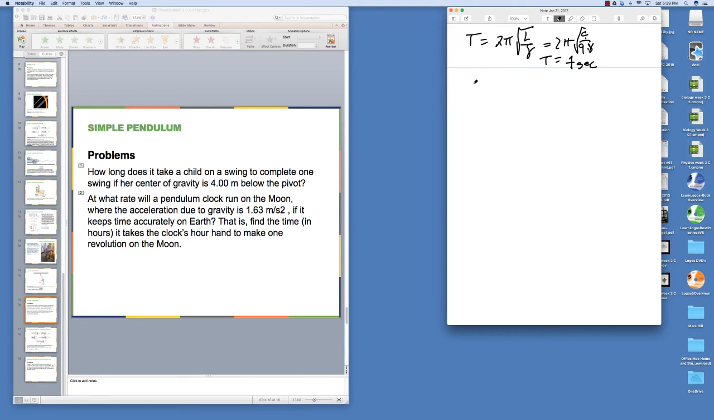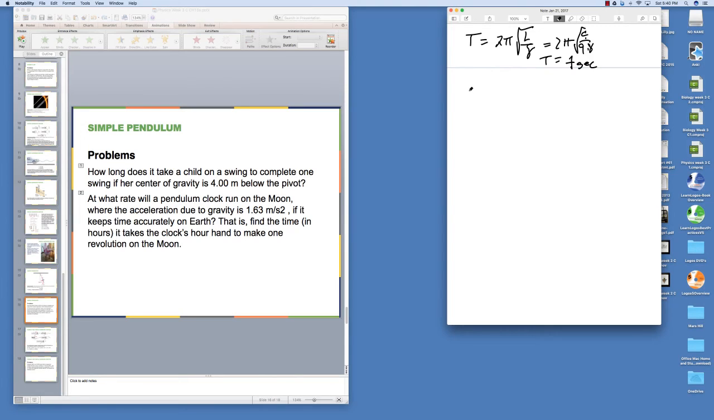The second problem states that you have a pendulum clock, a grandfather clock, that is moved to the moon, where the acceleration is now 1.63 meters per second squared instead of 9.8 meters per second squared. And the question now is, how much time does it take for the hour hand to make one full rotation? So if it's 12 hours on the Earth, how many hours will it be on the moon?